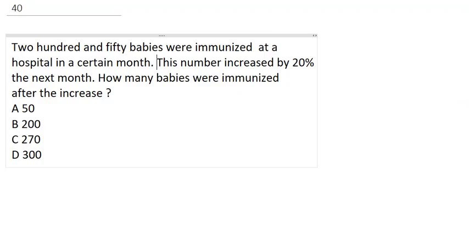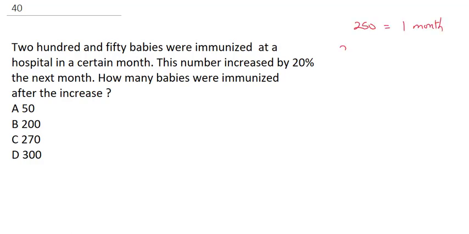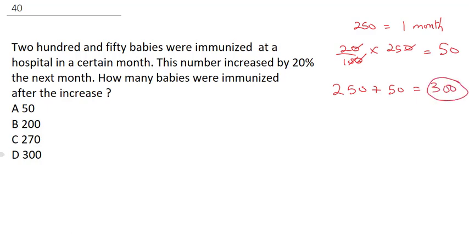So we go to the next question. That's question 40, that says 250 babies were immunized at a hospital in a certain month. This number increased by 20% the next month. How many babies were immunized after the increase? Now, if it was 250 babies in one month, then the increase is 20%. Let's find the increase: 20 over 100 times 250. Zero cancels zero, zero cancels zero. This is going to give us 50. That means the total babies that were now immunized was 250 plus 50. So it gave us a total of 300. So the correct answer is 300, which is now what?